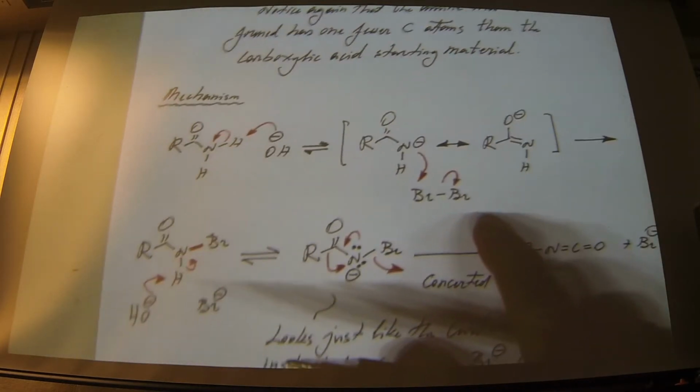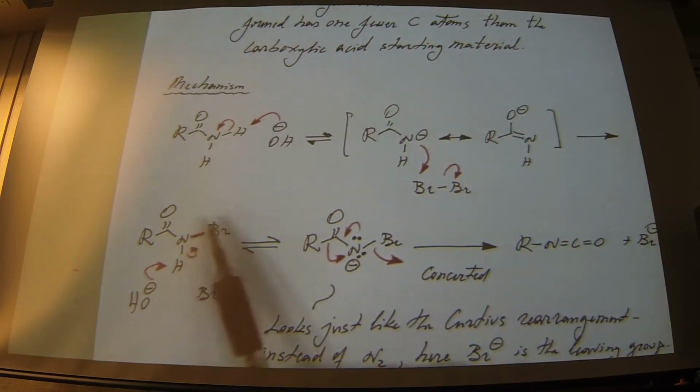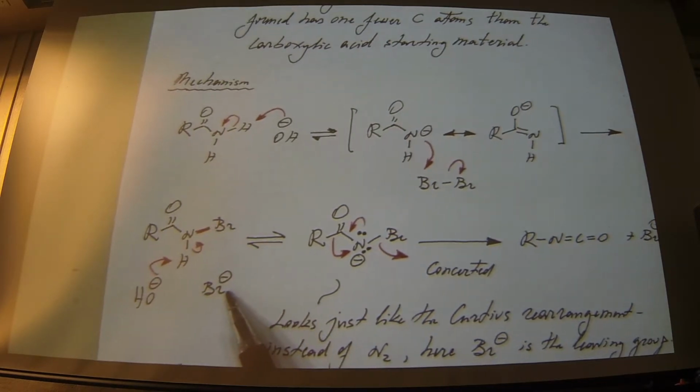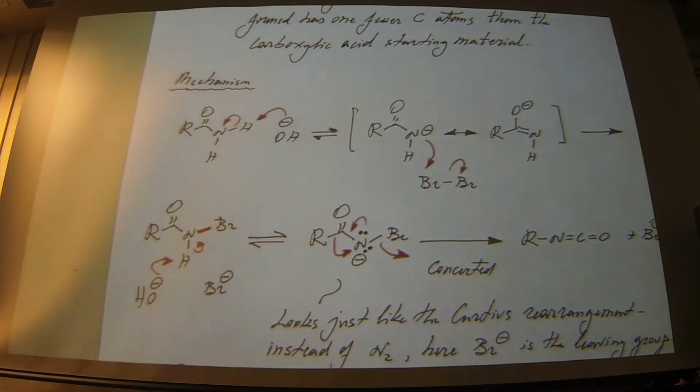So that's what happens here. You end up with a nitrogen-bromine bond, and there's Br minus. Now, just as we saw for the haloform reaction, once you brominate on that nitrogen, the next proton removal is going to be quite a bit faster than the first. And so you're going to form this intermediate.